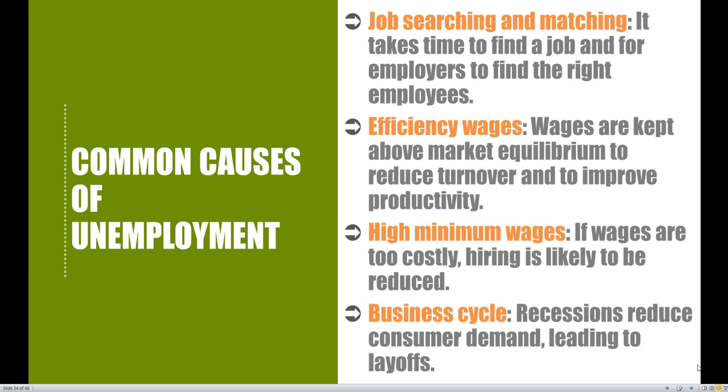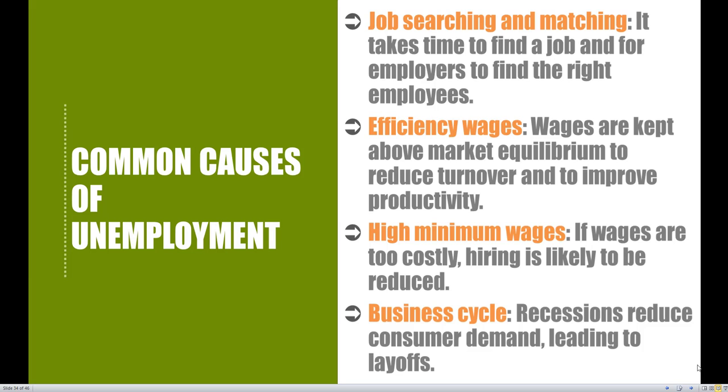What are the few common causes of unemployment? We can take a look at four common causes here. Number one, job searching and matching. It does take time to find a job and for employers to find the right employees. This is probably the most common cause of unemployment that we have nowadays.